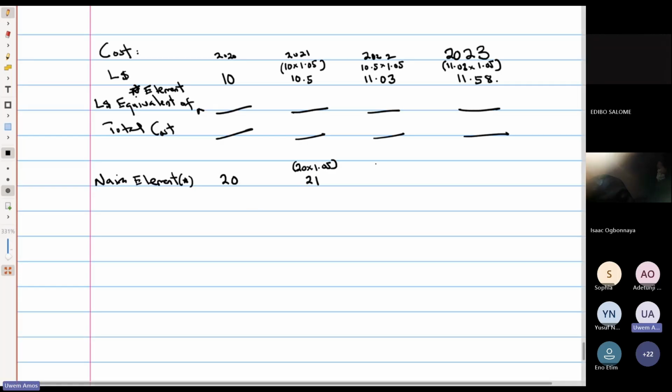The next year, it is 21 multiplied by 1.05, guys. What do we have? 22.05. Following year, we have 22.05 multiplied by 1.05. What do we have? 23.1525. Okay, so we can do 23.15. Okay, so let's convert. What is our exchange rate?